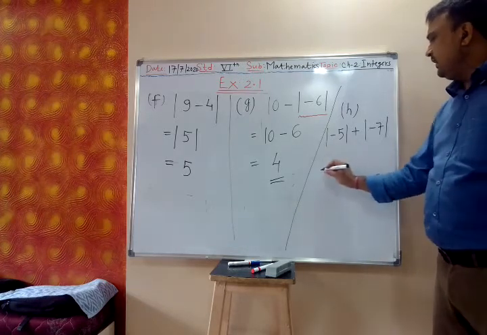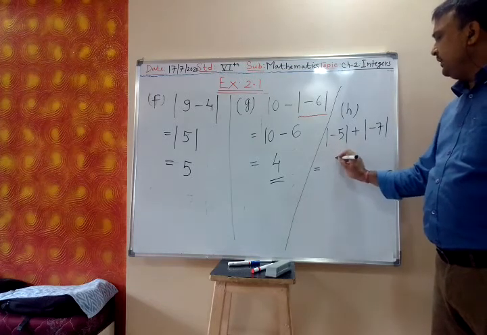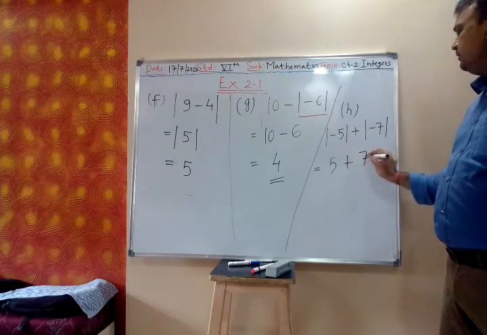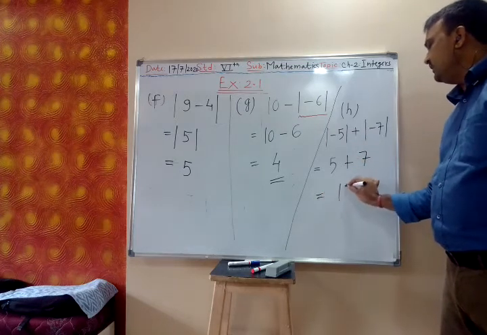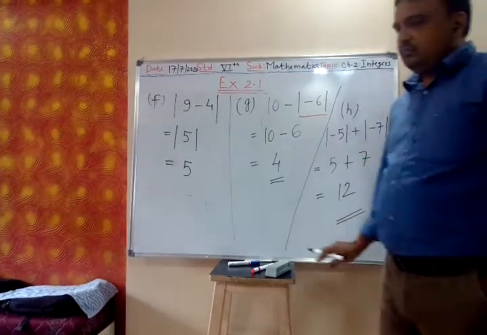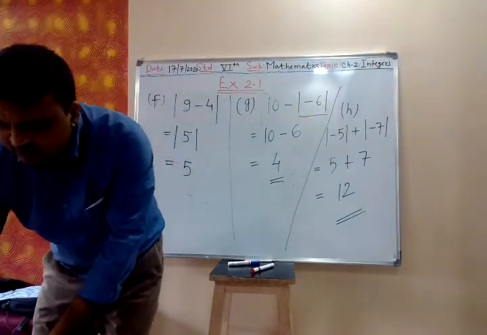Absolute value of minus 5. Absolute value of minus 5 will be plus 5, plus absolute value of minus 7 is 7. 5 plus 7 is 12. 12 is the answer. Then you write H. Write H.